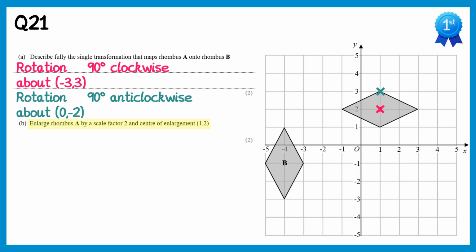To work out where it needs to go, we need to work out how you get from the red centre of enlargement to this green cross. And in this case, it's just up 1 square. So we're going to double that, so rather than going up 1 square, we're just going to go up 2 squares. So it ends up here.